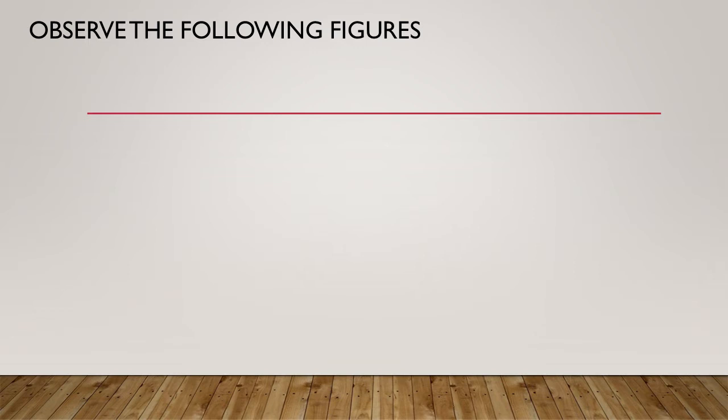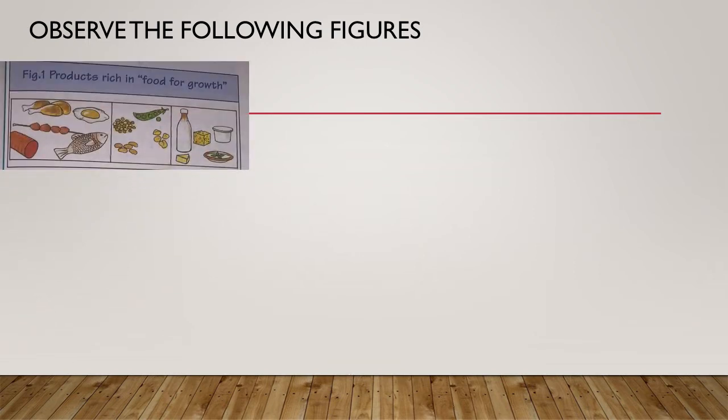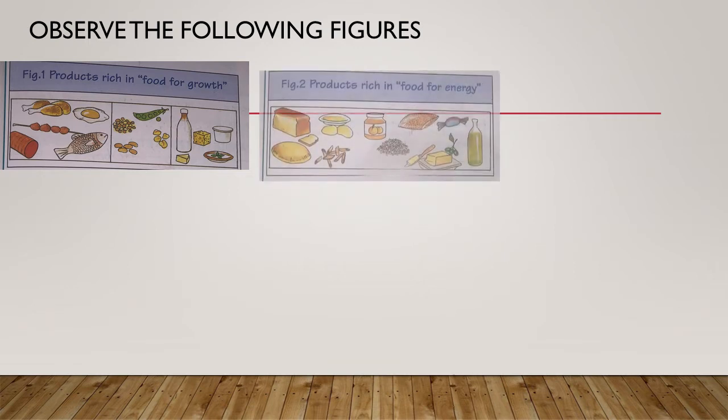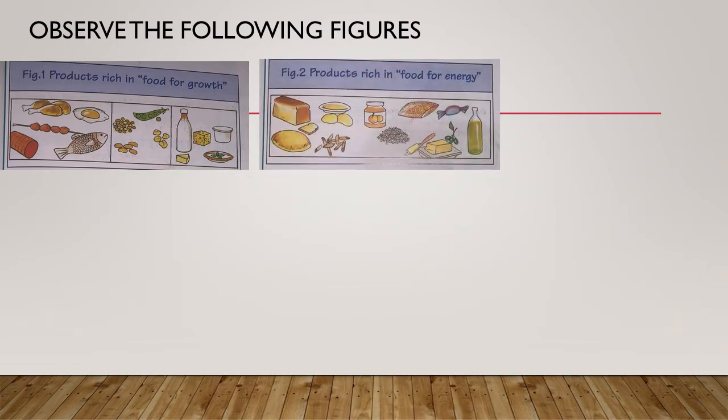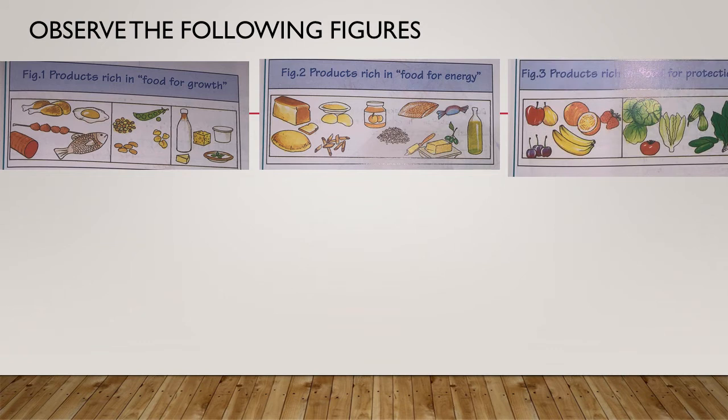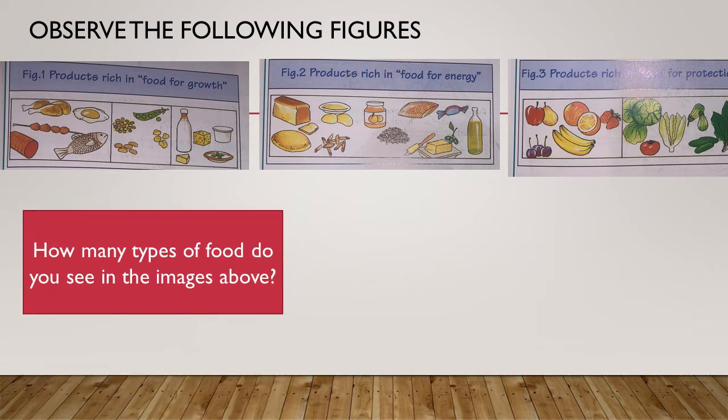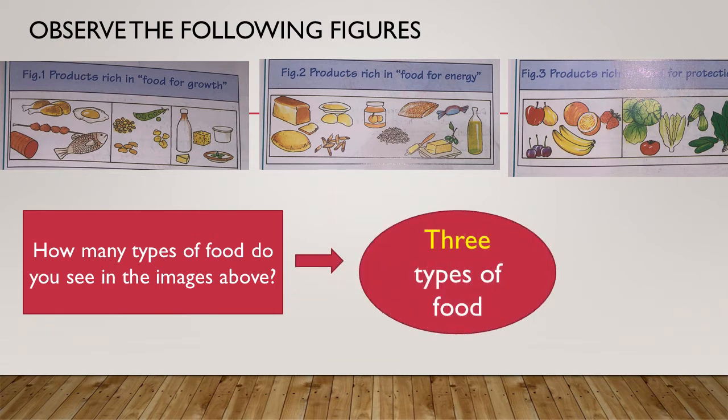So, I want you now to observe the following figures. We have figure 1, products rich in food for growth. Figure 2, products rich in food for energy. And figure 3, products rich in food for protection. And now it's time to ask you the first question. How many types of food do you see in the images above? Think, then answer. You have three pictures and each picture indicates one type of food. So how many types of food do you see in the images above? Excellent. So we have three types of food.